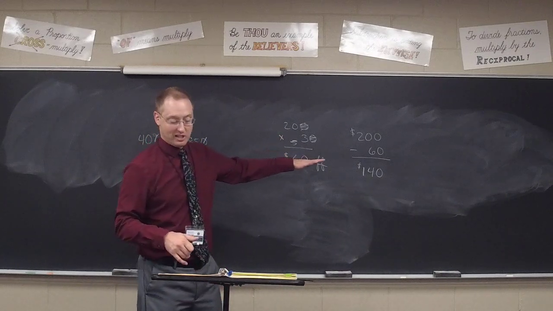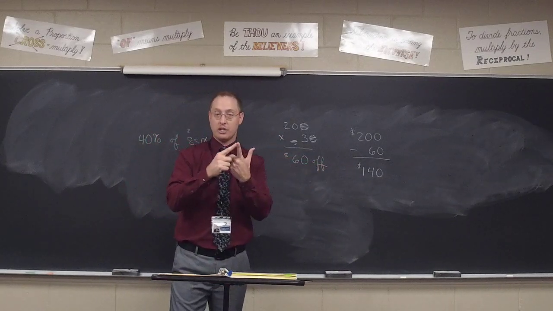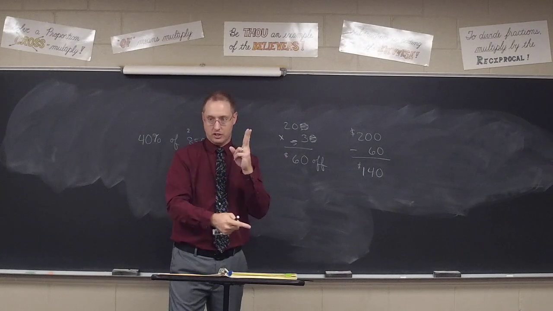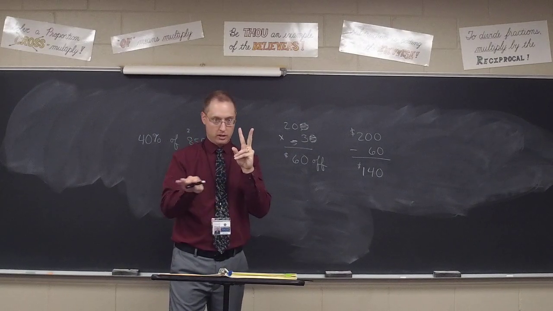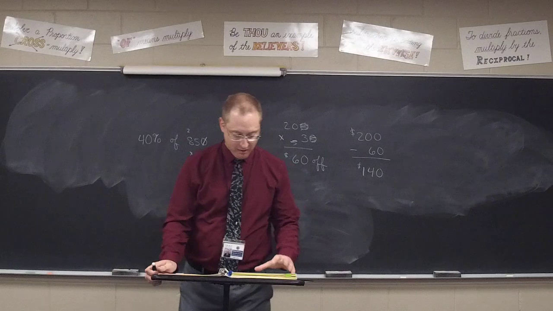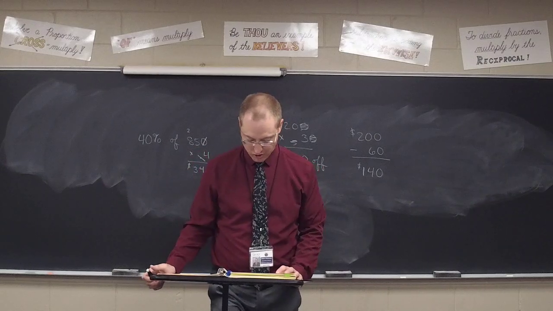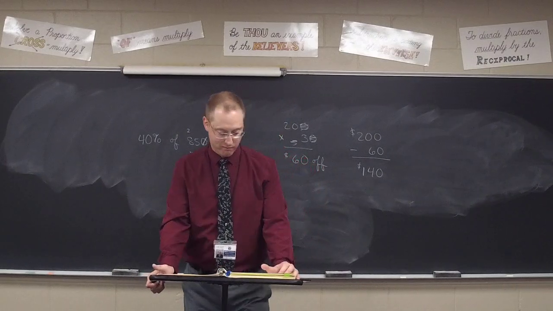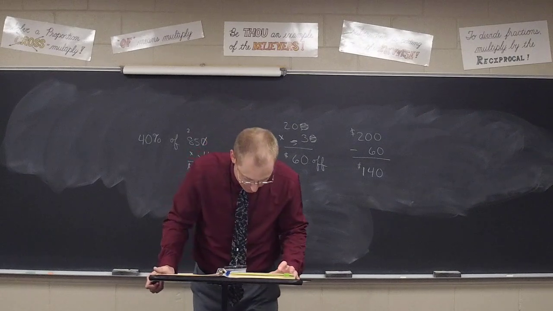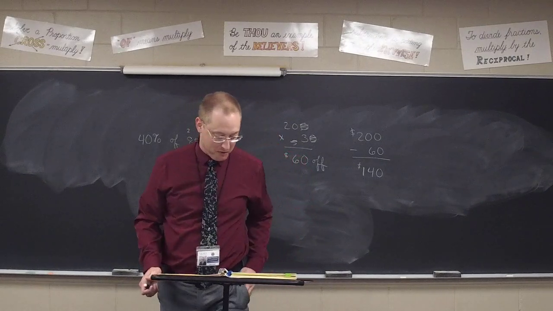So $140. Does everyone see what they did? They found the discount, then they subtracted the discount. Everyone good on that? All right, look at the next one. 15% off a boat that costs $12,000. Must be nice to afford a boat. Anyway, $12,000 boat, 15% off.